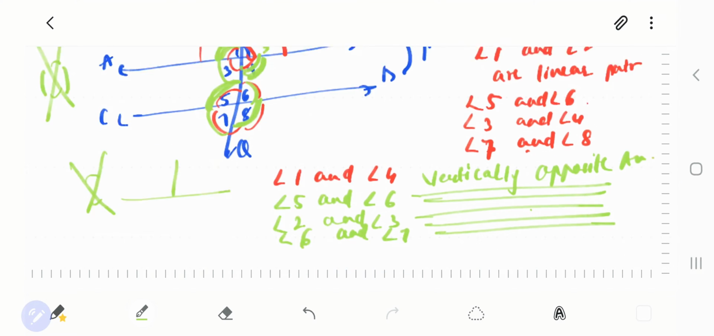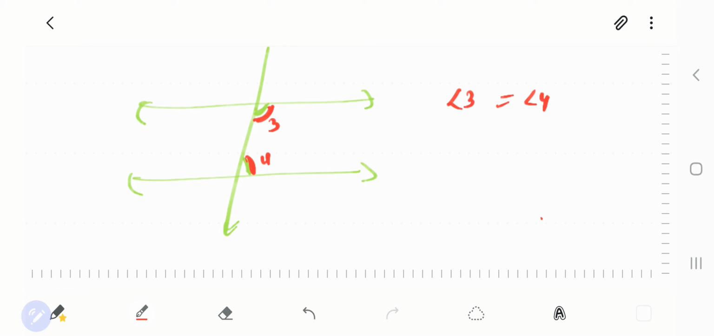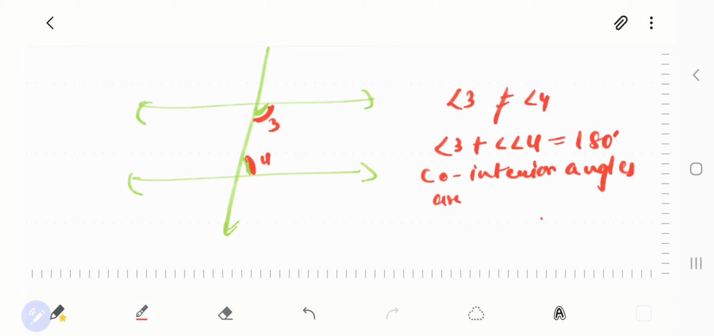Clear? Now we will go for interior angles. So if these are the two parallel lines and this is a transversal, then this and this will be called as interior angle. So if I name it as 3 and this is 4, so can I write angle 3 is equal to angle 4? No, I cannot write that. But angle 3 and angle 4 sum is always 180. So the co-interior angles are supplementary. Got my point clear? Okay.